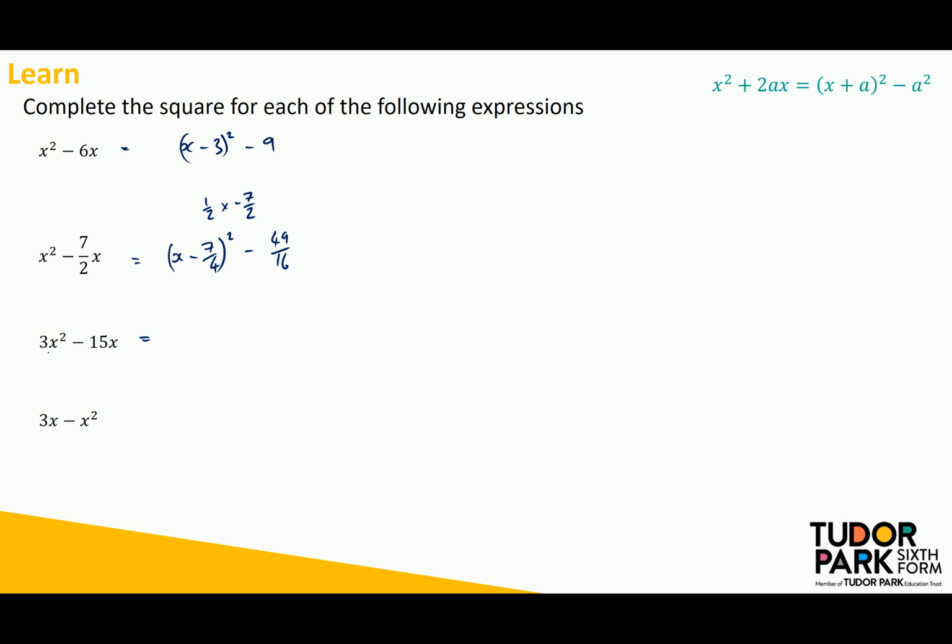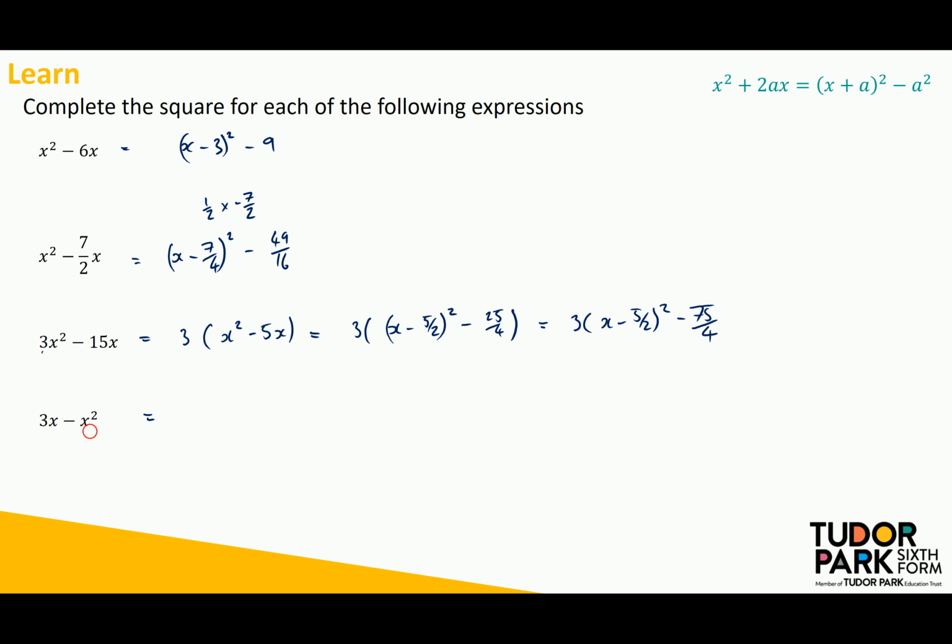In the next example, my coefficient of x squared is no longer 1, so I start by factorising to make the coefficient of x squared 1, which is going to give me this. Then continue as normal, so half the coefficient of x, which would be 5 over 2 squared, minus 25 over 4, and expanding by the 3 would give me 3 lots of x minus 5 over 2 squared minus 75 over 4.